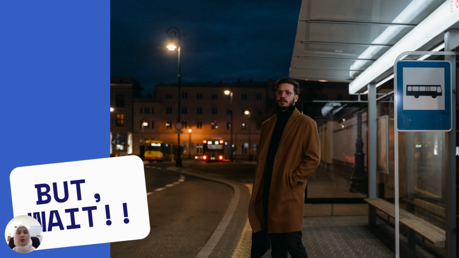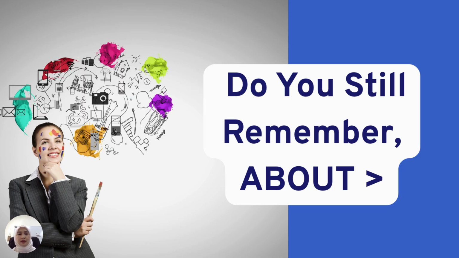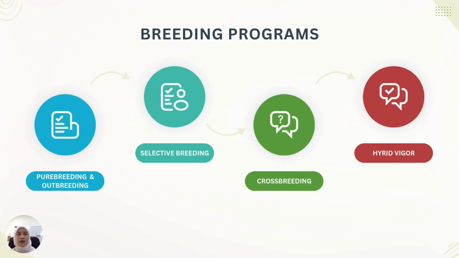But wait, before we go further, I want you to remember about the breeding programs. I know that you are familiar with all these terms: pure breeding, outbreeding, selective breeding, crossbreeding, and at the end what we want is hybrid vigor, where from the crossbreeding, the mating between breeds, we could produce a hybrid that is enhanced in performance. We call it hybrid vigor. This is our ultimate goal in the breeding program. But nevertheless we cannot exclude pure breeding and outbreeding, because they also serve different purposes. They have their own objectives.